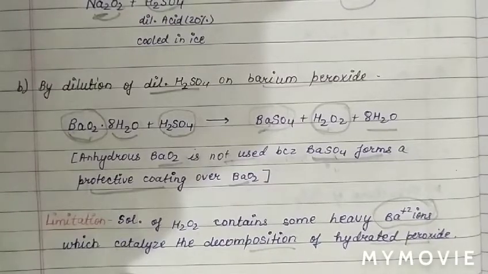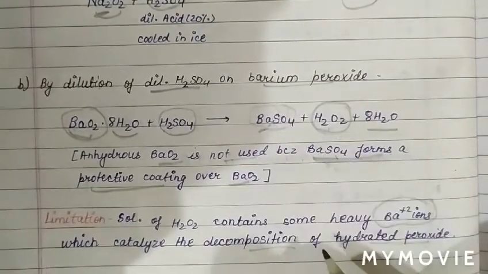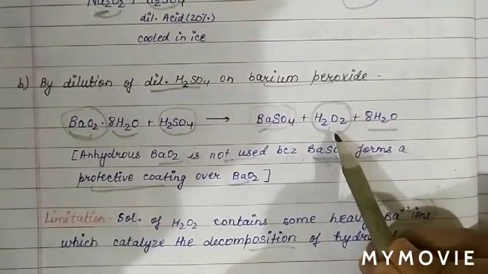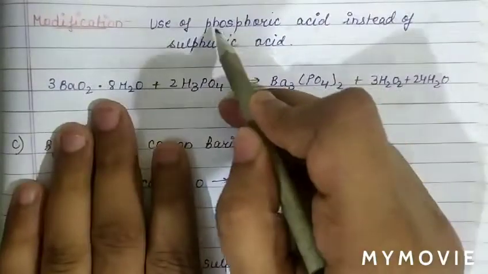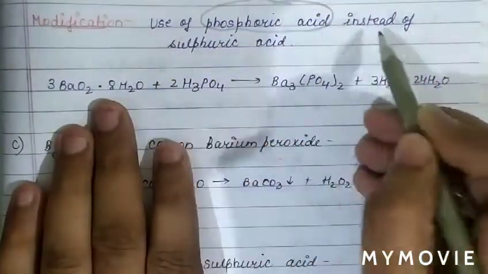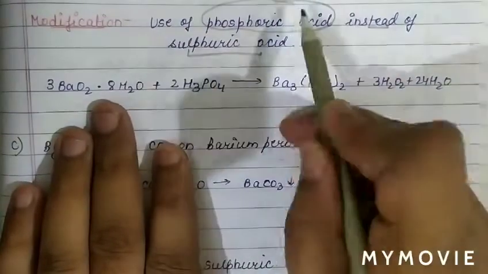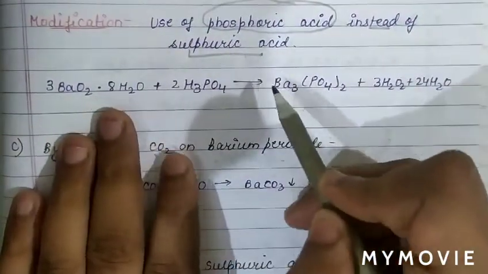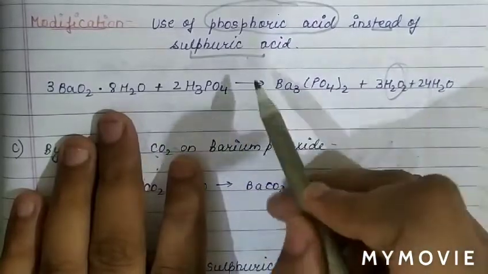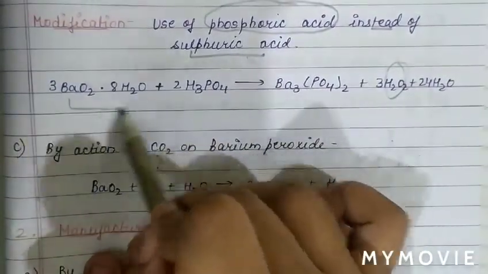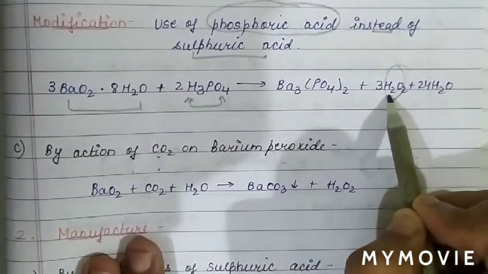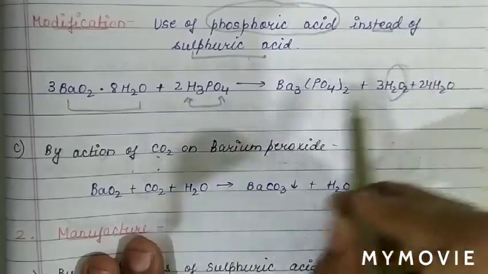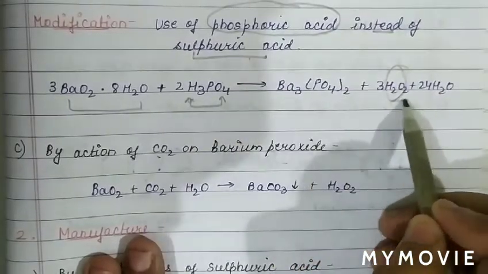So what is the modification so that the decomposition of H2O2 will not occur? See the modification. The modification is we use phosphoric acid instead of sulfuric acid. Why is phosphoric acid used instead of sulfuric acid? To avoid the decomposition of H2O2. So basically barium peroxide is added with H3PO4 to avoid the decomposition of H2O2. Now H2O2 will not decompose, so it forms Ba3(PO4)2 and H2O2.